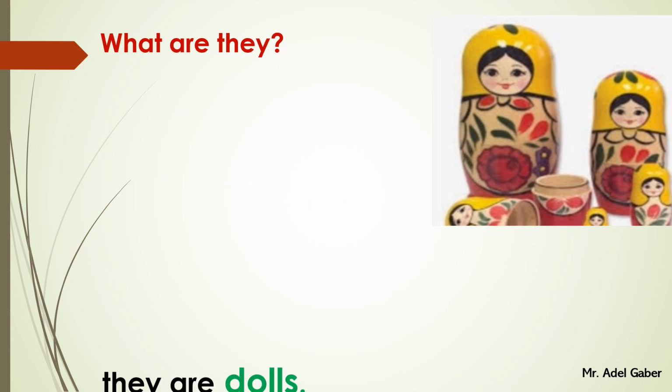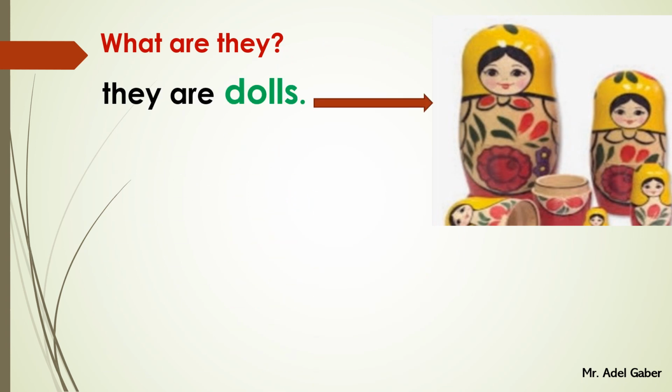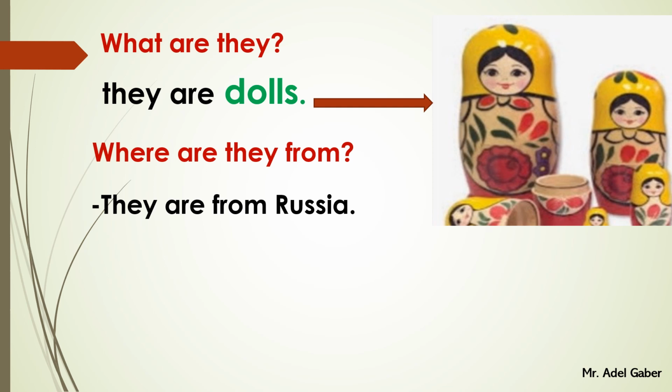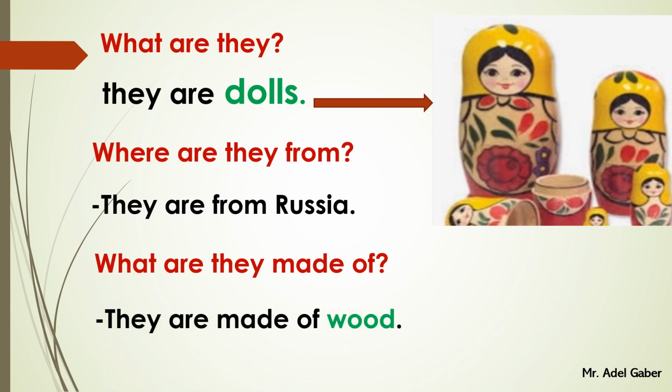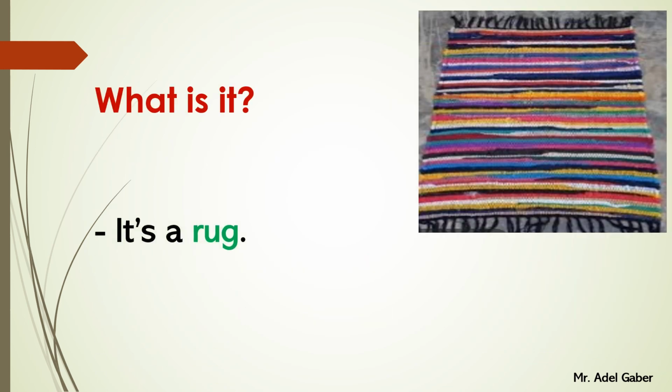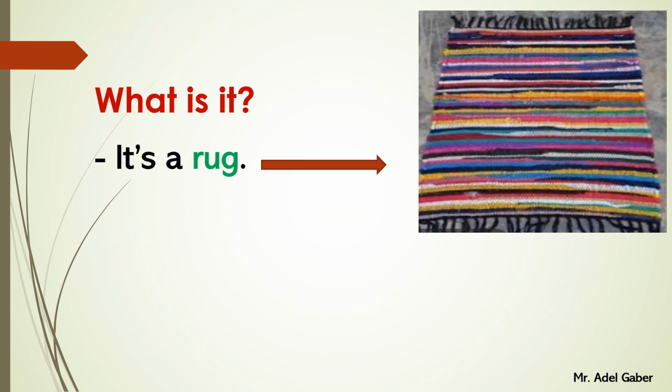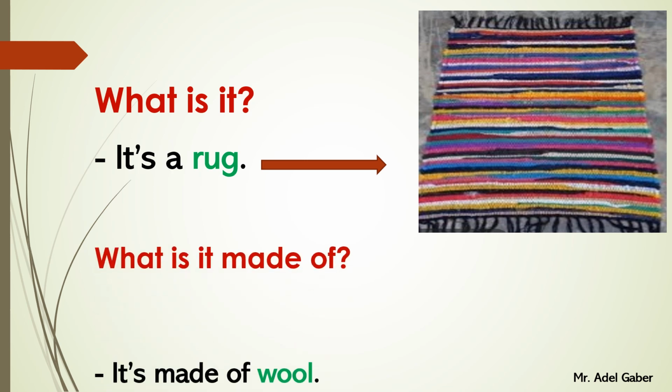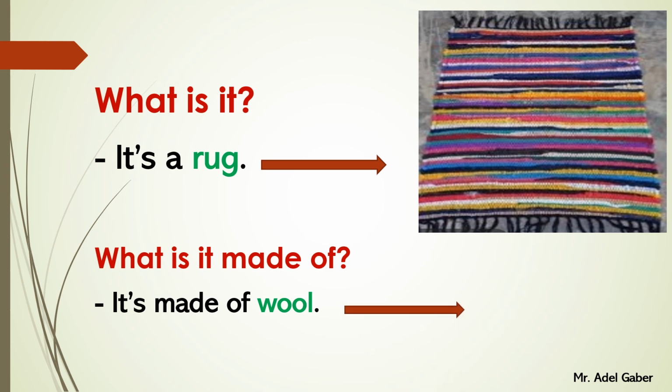What are they? They are matryoshka dolls. Where are they from? They are from Russia. What are they made of? They are made of wood. What is it? It's a rug. What is it made of? It is made of wool.